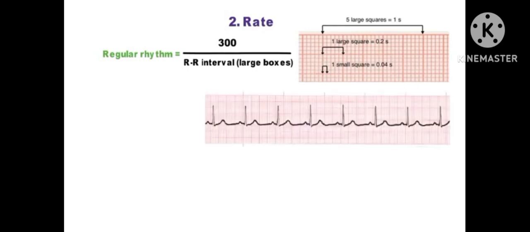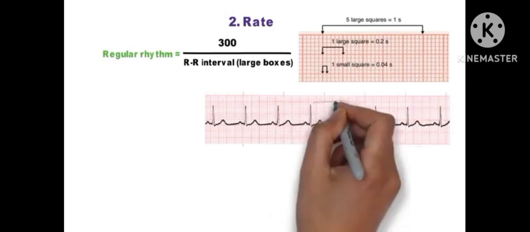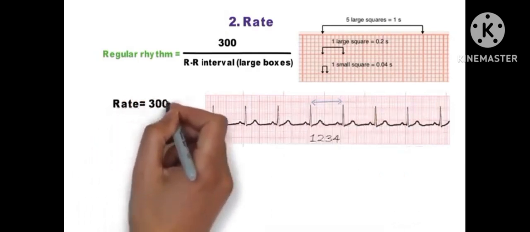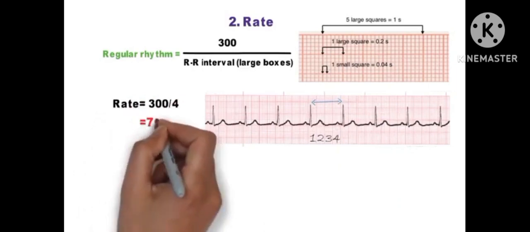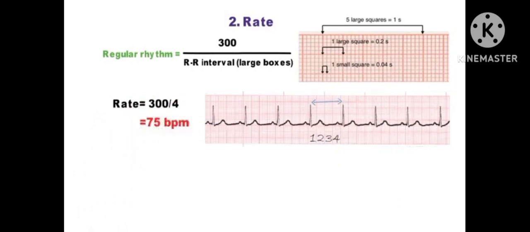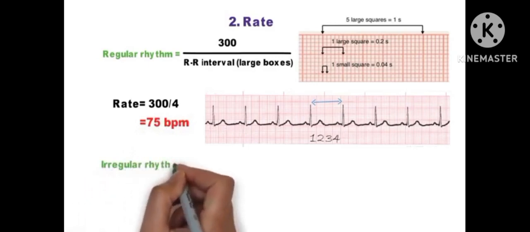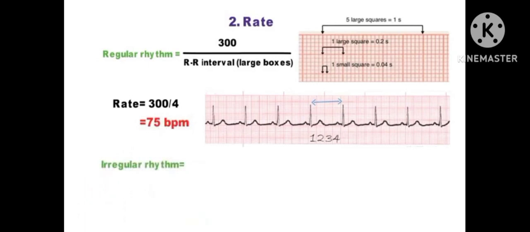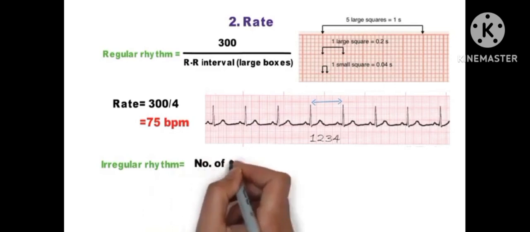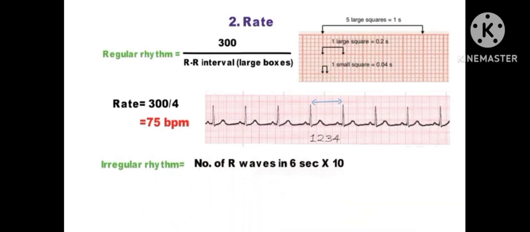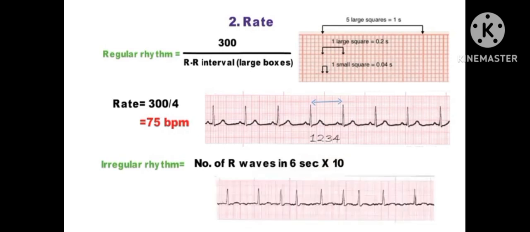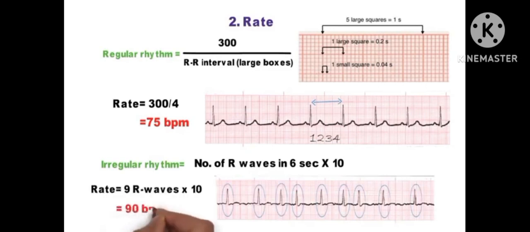Now in this normal sinus rhythm ECG, there are 4 large boxes between the RR interval. So the rate will be 300 divided by 4, which comes out to be 75 beats per minute. But if the rhythm is irregular on ECG, as in atrial fibrillation, the rate is calculated by the number of R waves in 6 seconds multiplied by 10 so as to get the rate per minute. So in this ECG strip, there are 9 R waves or 9 QRS complexes. So the rate comes out to be 90 beats per minute.